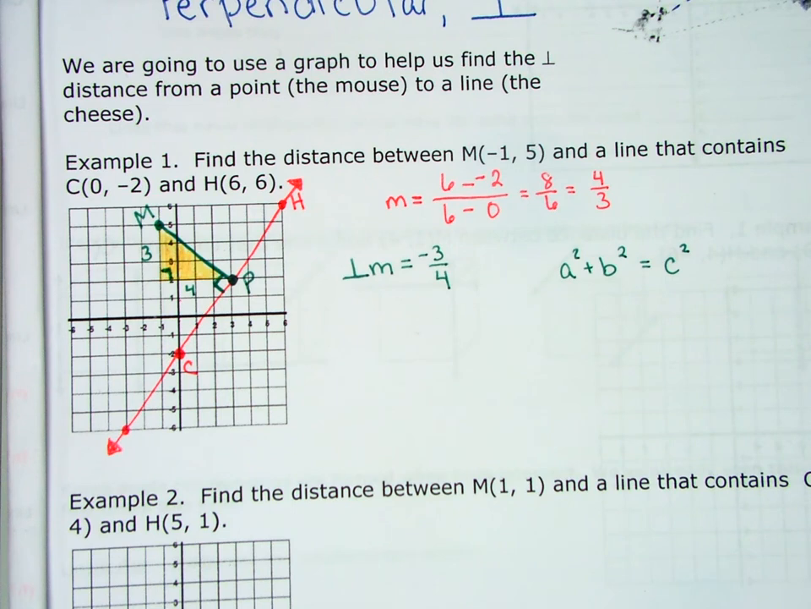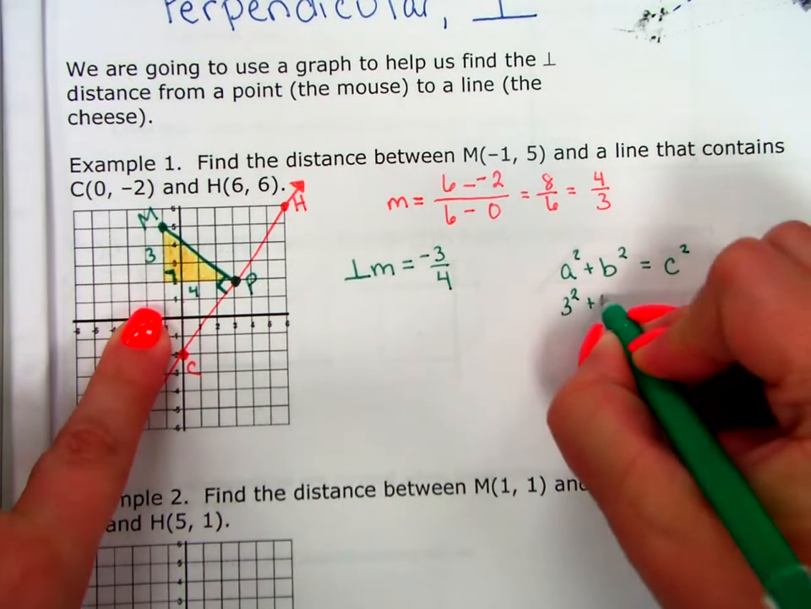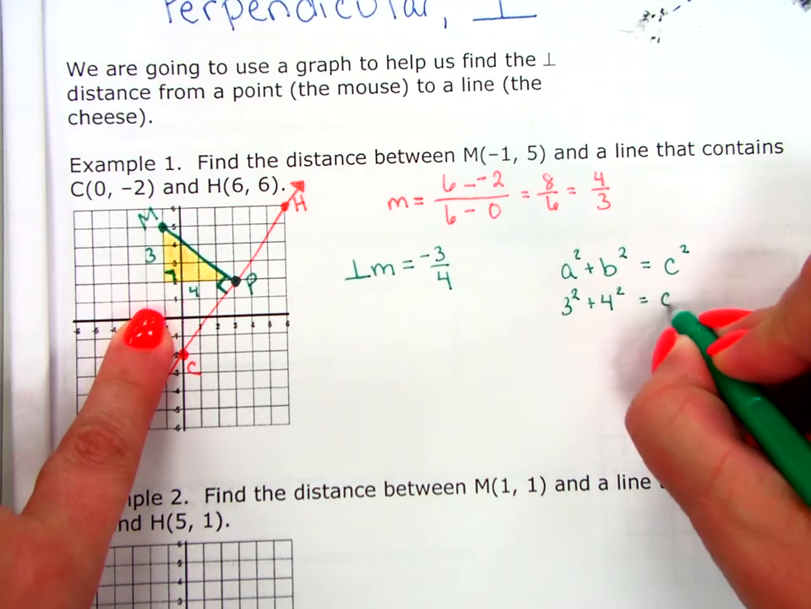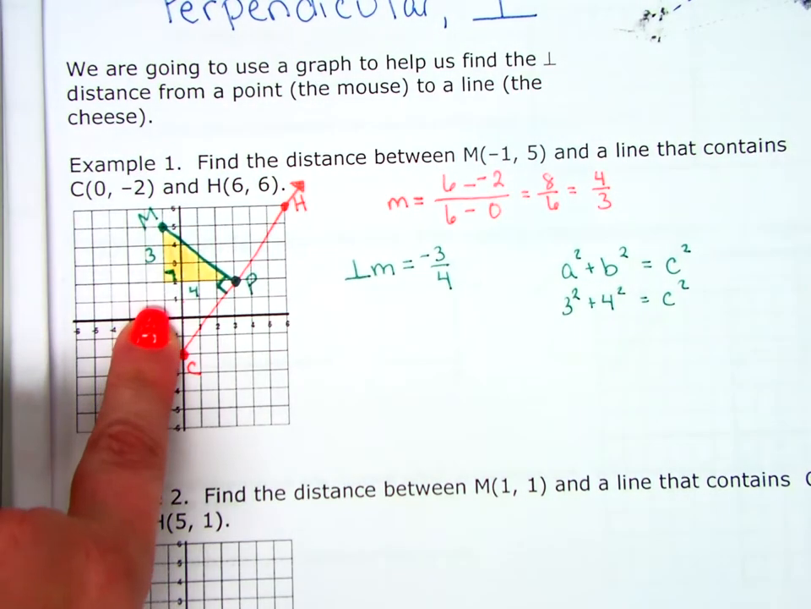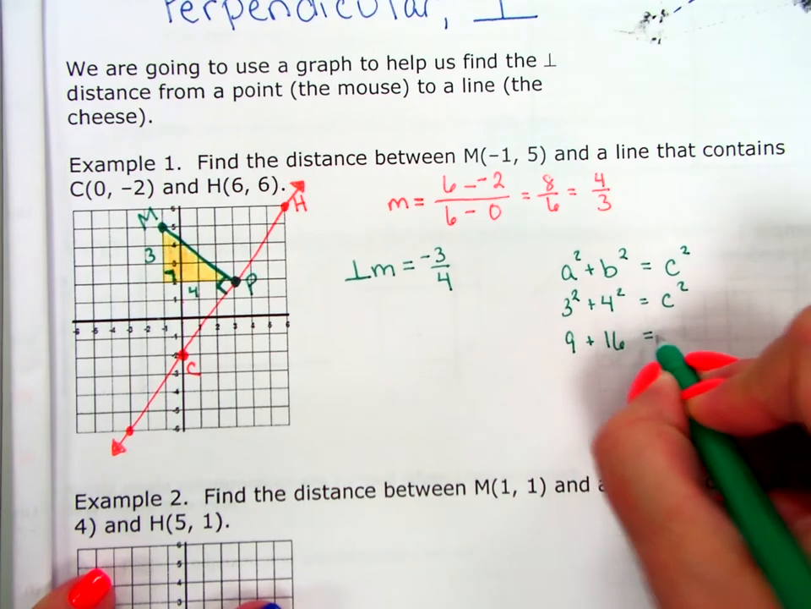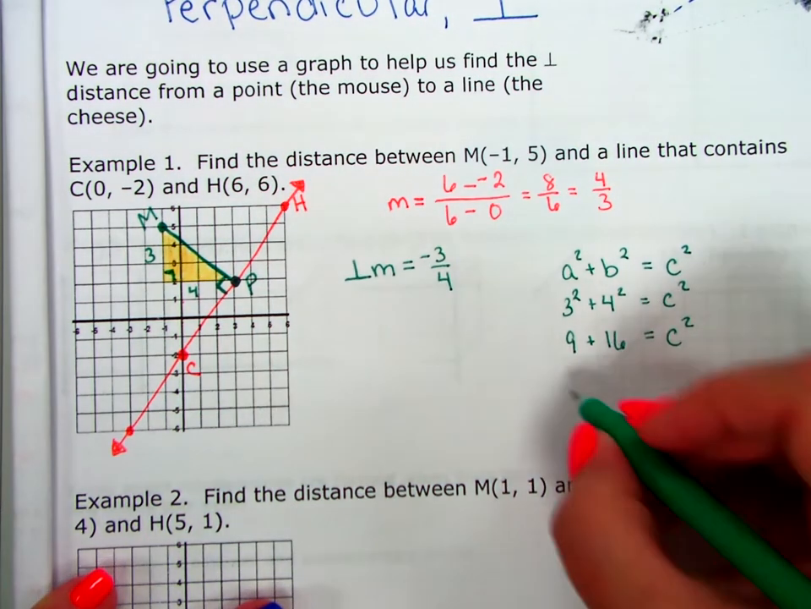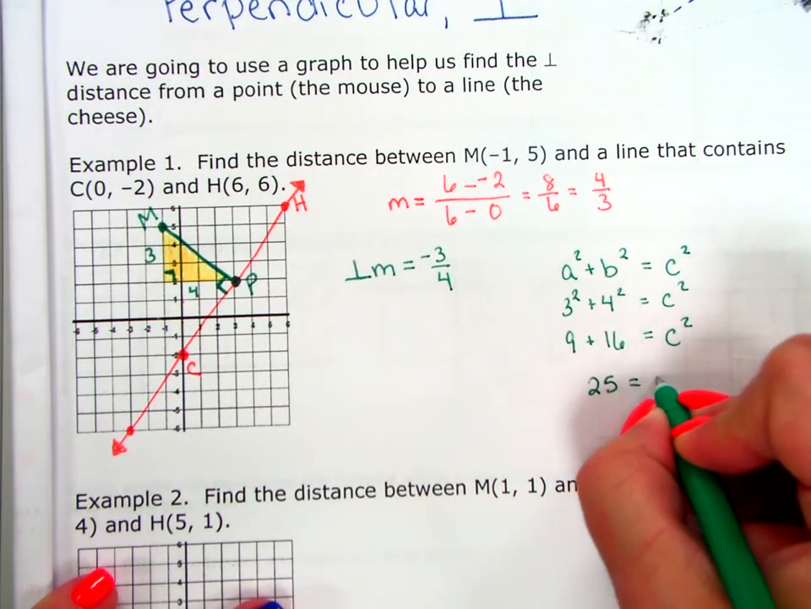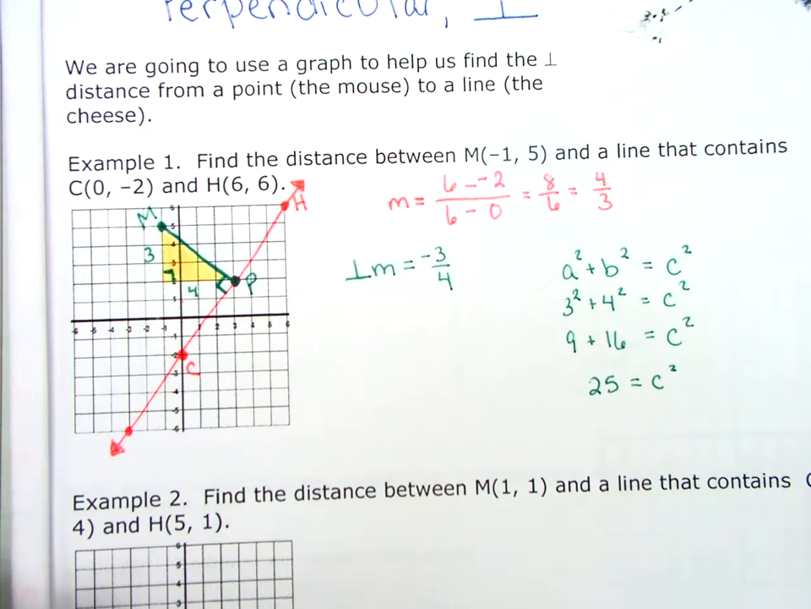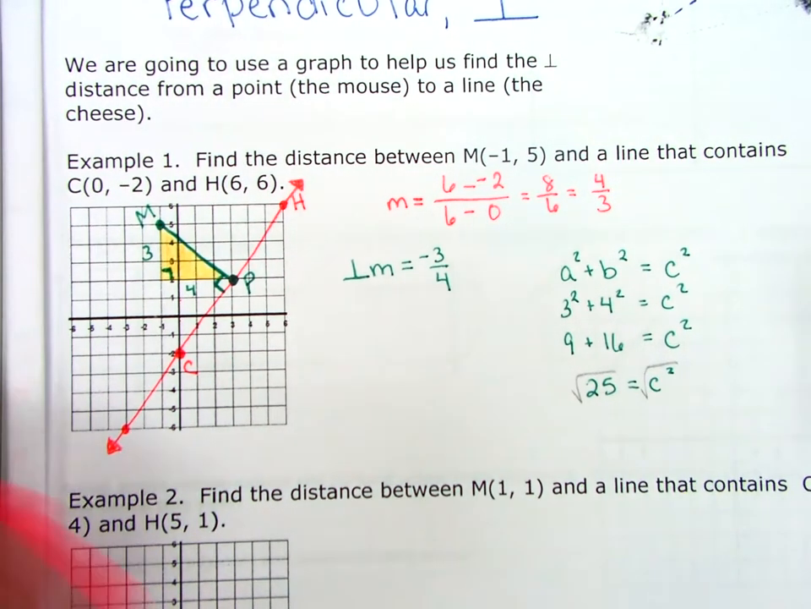Nice. All right, so once you have your right triangle drawn, then you just put 3 squared plus 4 squared equals c squared. 3 times 3 is? 4 times 4 is? That equals c squared. 9 plus 16? 25. How do I get rid of a square? We square root, because squares and square roots cancel. Square root of 25 is 5.